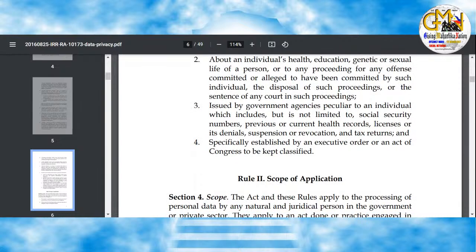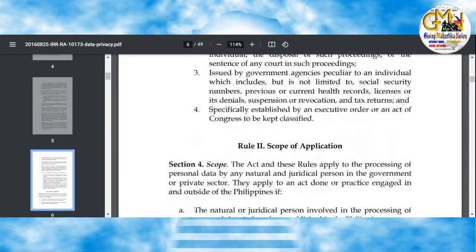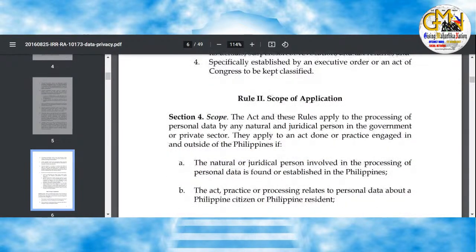Number 3 yung ano. Okay. Rule number 2, scope of application. Section 4, scope. The Act and these rules apply to the processing of personal data by any natural and juridical person in the government or private sector.